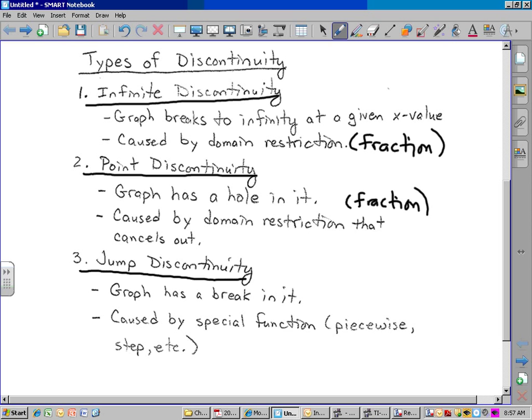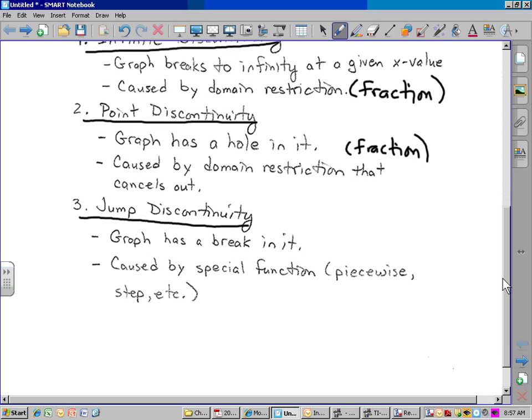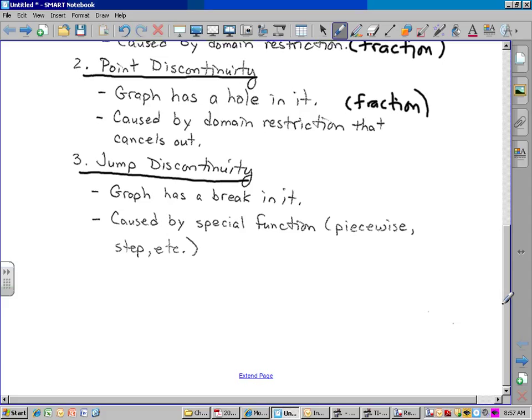And the third discontinuity is what's called a jump discontinuity. Now, jump discontinuities usually occur in special functions. Basically, there's a break in it. Not a single point, but you're going to have to jump over several points. A piecewise function would cause that. A step function, also called the greatest integer function. Those would all have breaks in them.